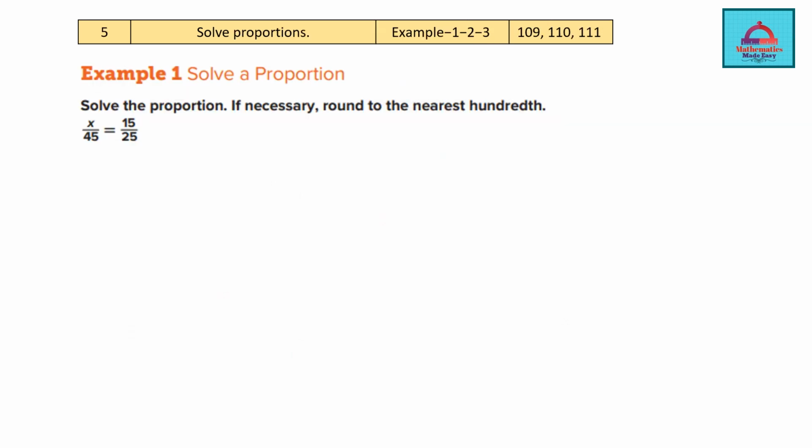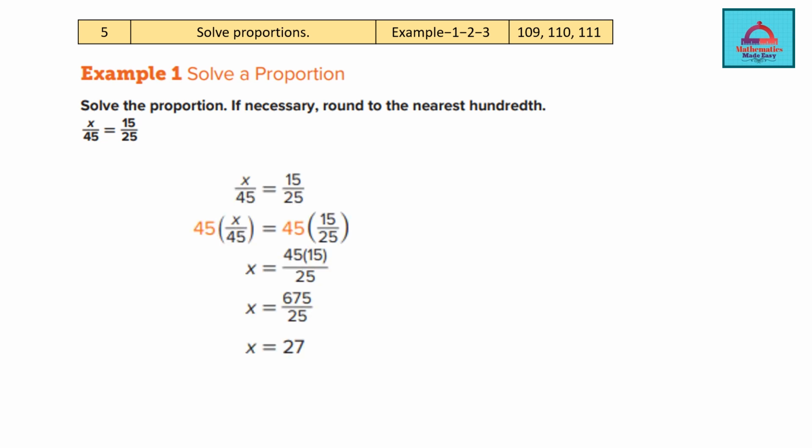Next we have solve the proportion, if necessary round off to the nearest hundredth. So here you are going to use cross multiplication. You multiply both sides by 45 so that 45 and 45 cancel. And your x is equal to 45 multiplied by 15 divided by 25, which is going to give you 27.